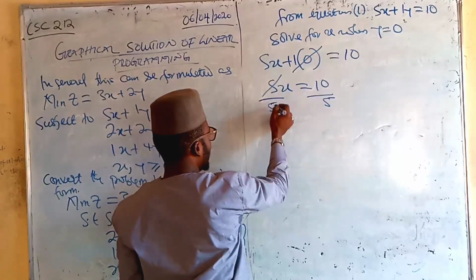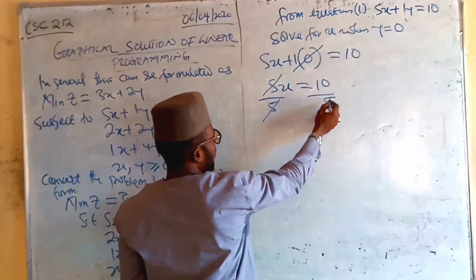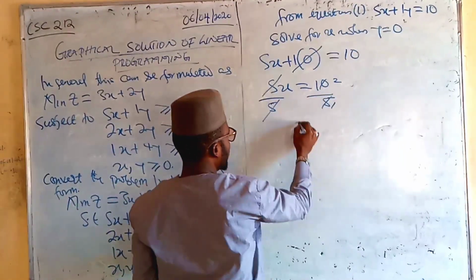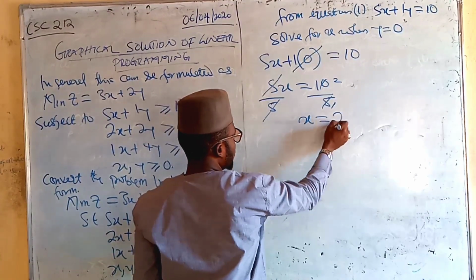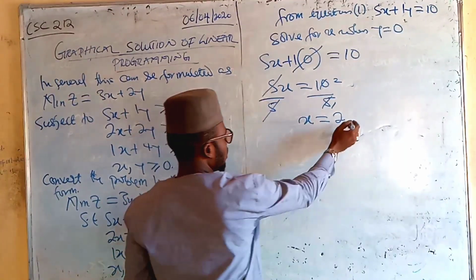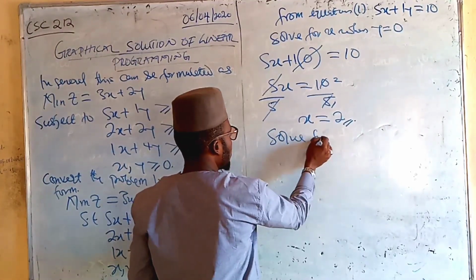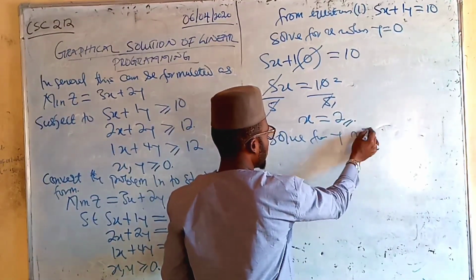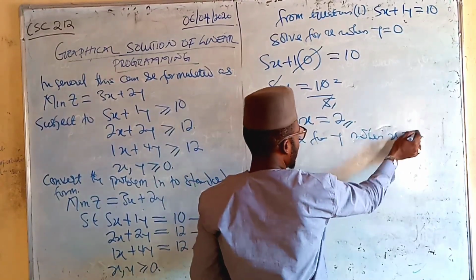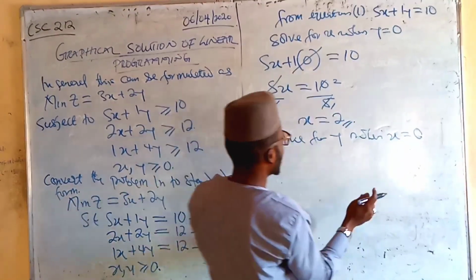5 goes into 5 once, and 5 goes into 10 twice. So the value of x here is equal to 2. Then solve for y when x is equal to 0 in this equation also.